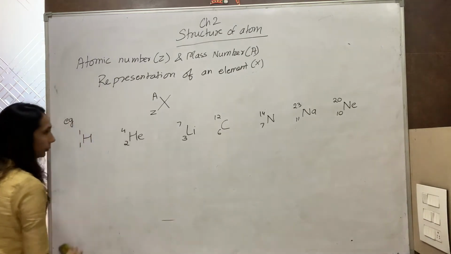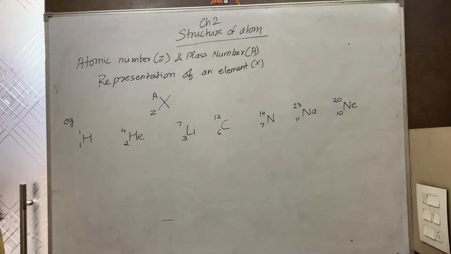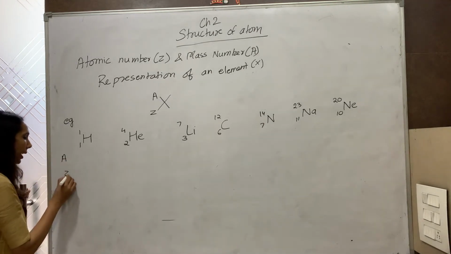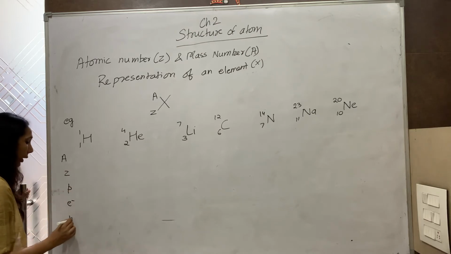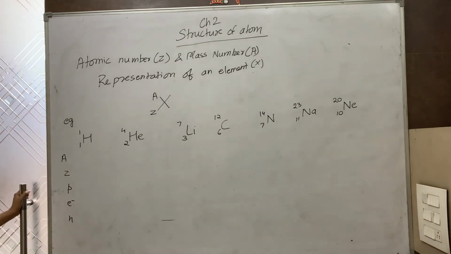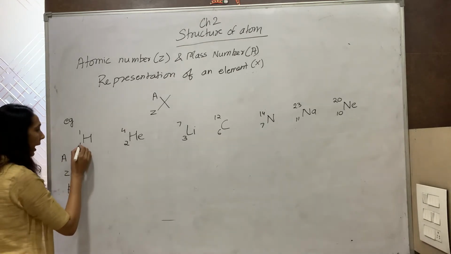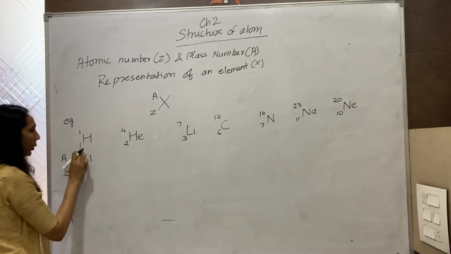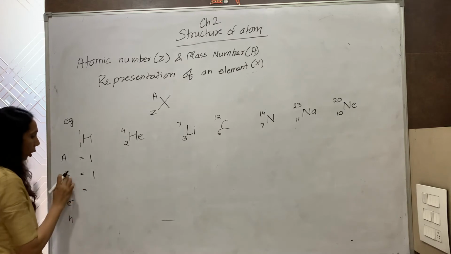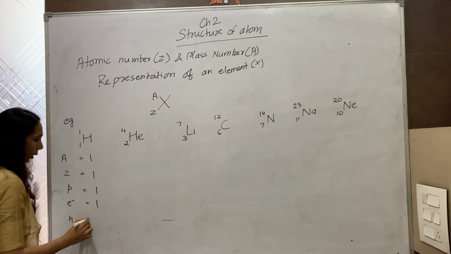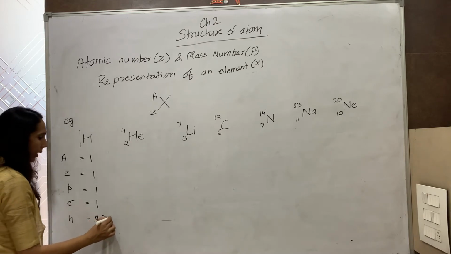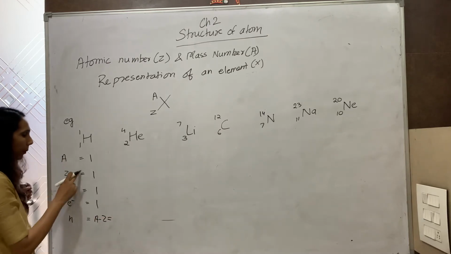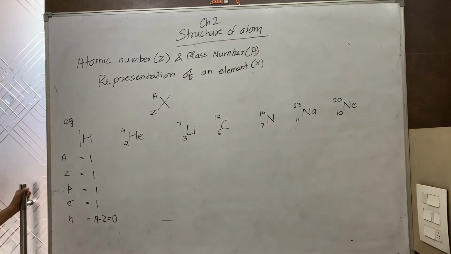These are the symbols for different elements. We have written the atomic number as a subscript and the mass number as a superscript. If I want to find out A, Z, protons, electrons and neutrons present in all of them, we can easily find out. Let us see how. A is written at the top, so A is equal to 1. Z, written as a subscript, is 1. The number of protons is Z, 1. Protons are equal to electrons, and neutrons are A minus Z. So A minus Z is 0. So hydrogen does not have any neutron.